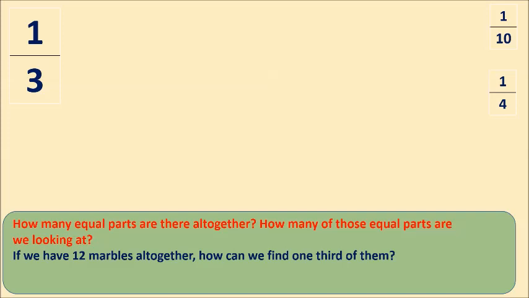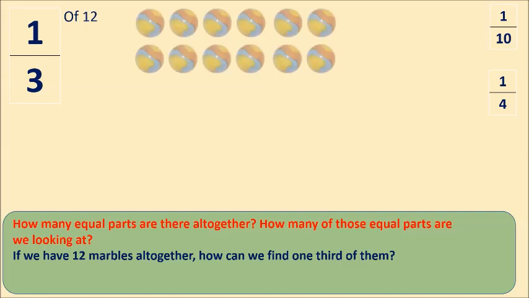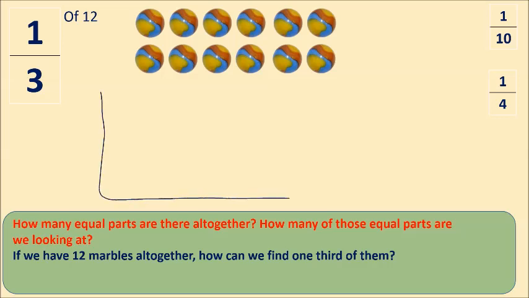Okay. Another little go at finding 1/3. But instead of looking at 1/3 of 6, we're going to find 1/3 of 12. Now I've got 12 marbles here. Now, although that's a different amount, what am I doing that's the same? I'm still finding 1/3. How many equal parts am I going to be sharing my 12 marbles into? I'm going to draw my bar model again.